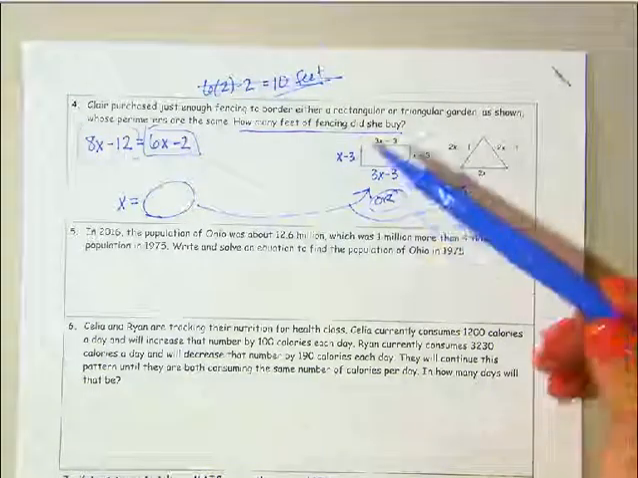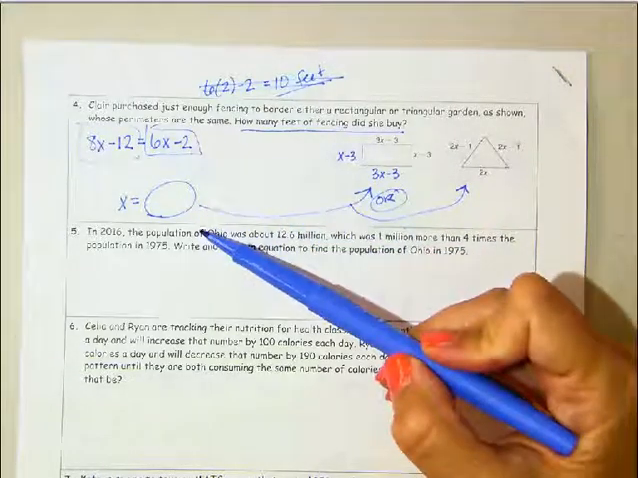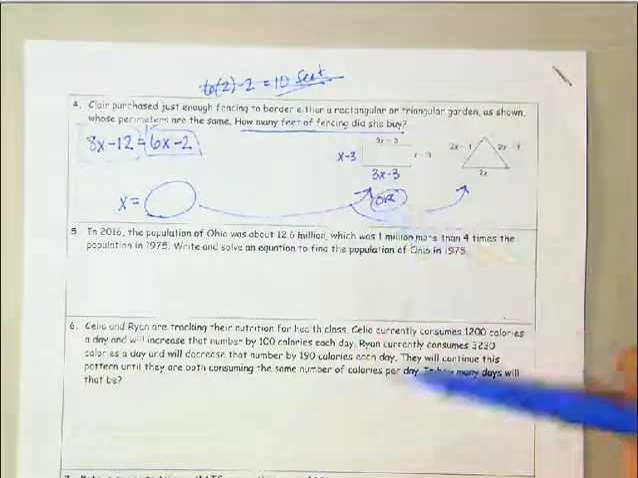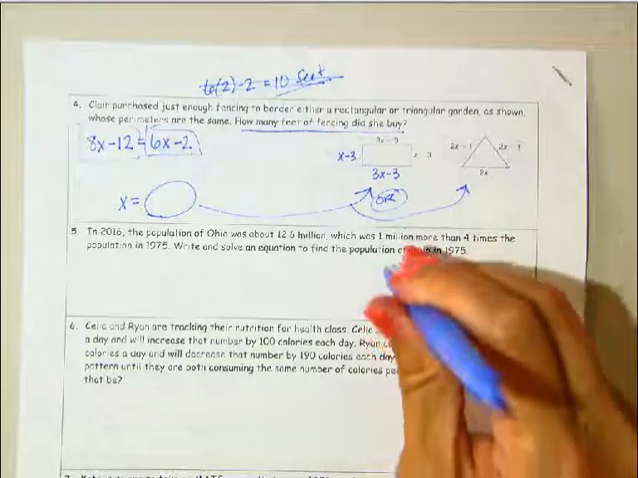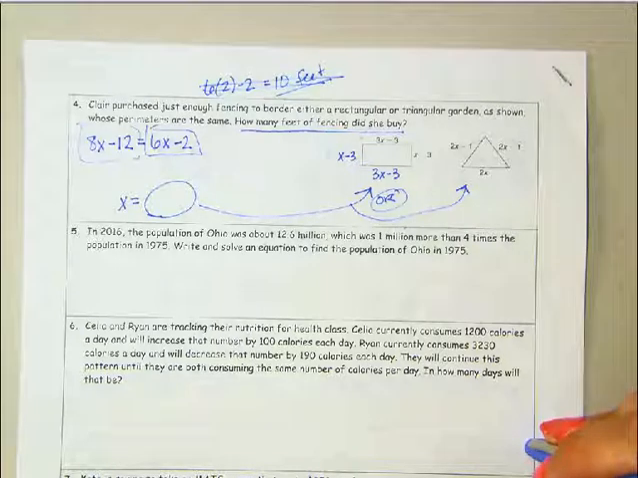Now, your assignment for 1.6 is to finish number 4, find x, plug it in, get that total feet of fencing, and then you do 5, 6, 7, and 8. You must write an equation and then solve it.